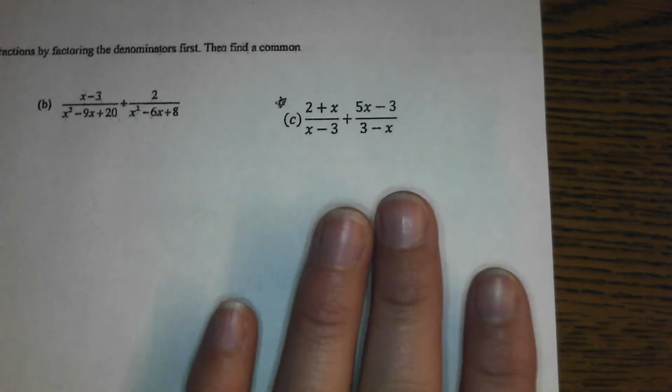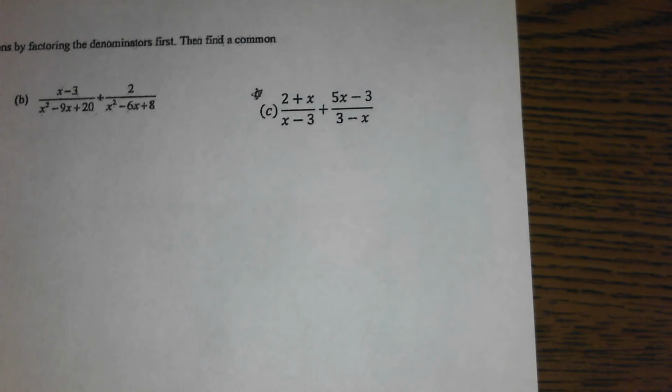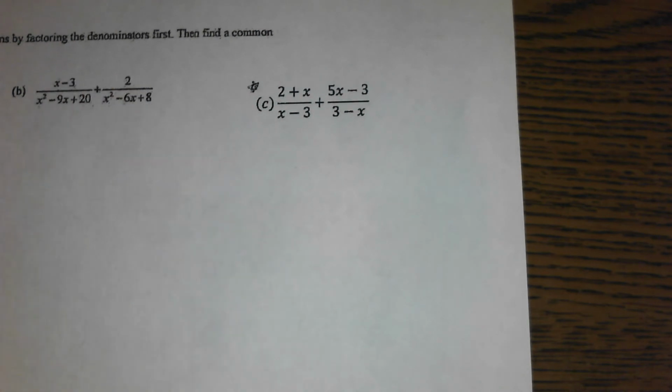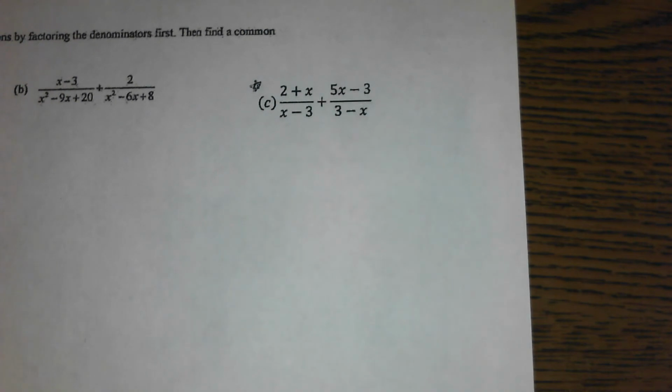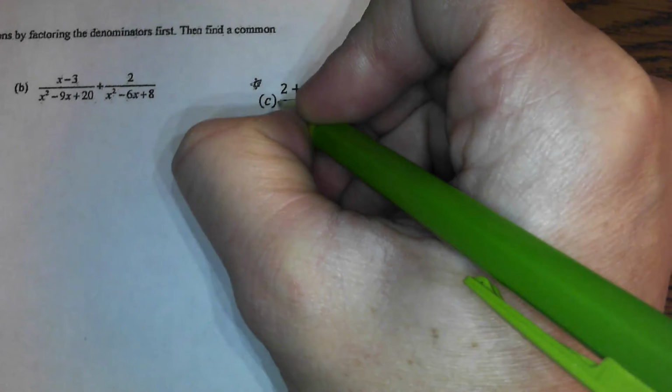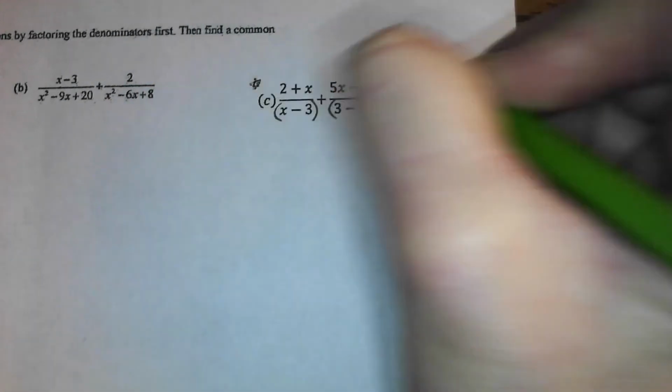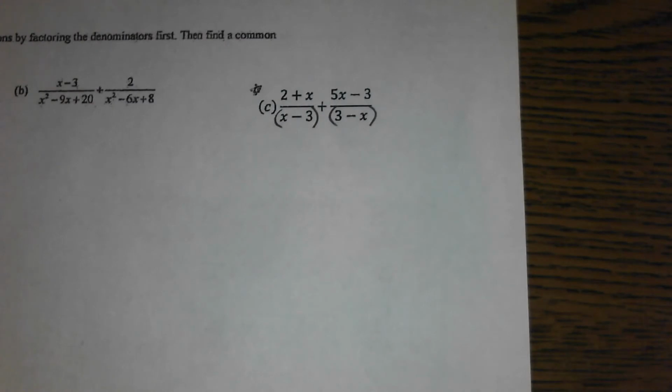Okay, jump to C. This one's going to be a little bit different. That's why I put a star next to it. It's already factored on the denominator, right? Whereas if we were doing B, we'd have to factor that, and evaluate what do they already have in common versus what do they need. This one, it's already factored. But if you want to, you can put those in parentheses to see it more clearly. Is it already a common denominator? No. But what do you notice about those two denominators?